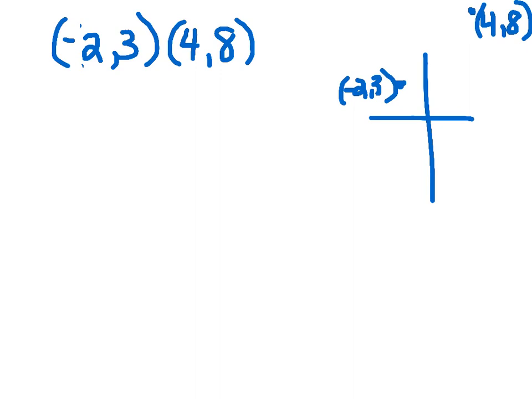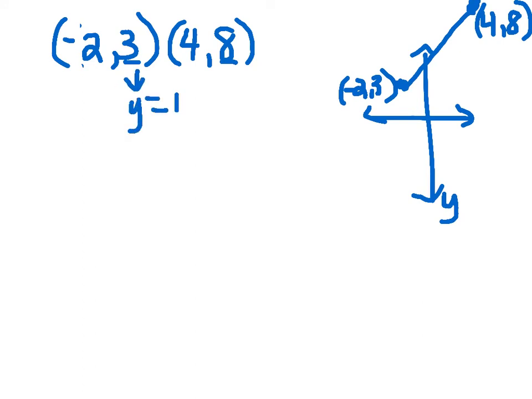And I can say, what am I doing to get from one point to the other? Well, if you think about the y-coordinate, these are the ones that tell us how far up or down. We went over 2 and up 3 to get to this point. We went over 4 and up 8. So the y tells us about rise, right? It tells us up and down.